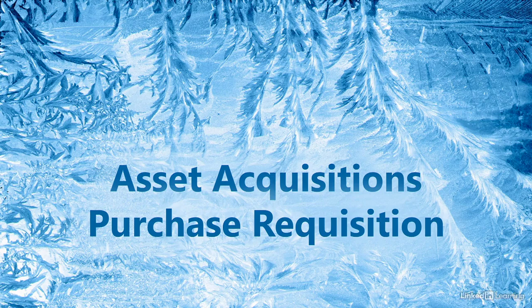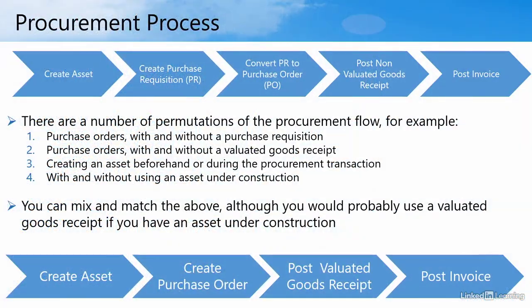There are a number of different ways to purchase a fixed asset. In this lesson, I'll list the different ways related to procurement and then go briefly into more detail about purchase requisitions. Depending on the organisation and also on the types of fixed asset being purchased, there are a number of different purchase flows that can be followed.